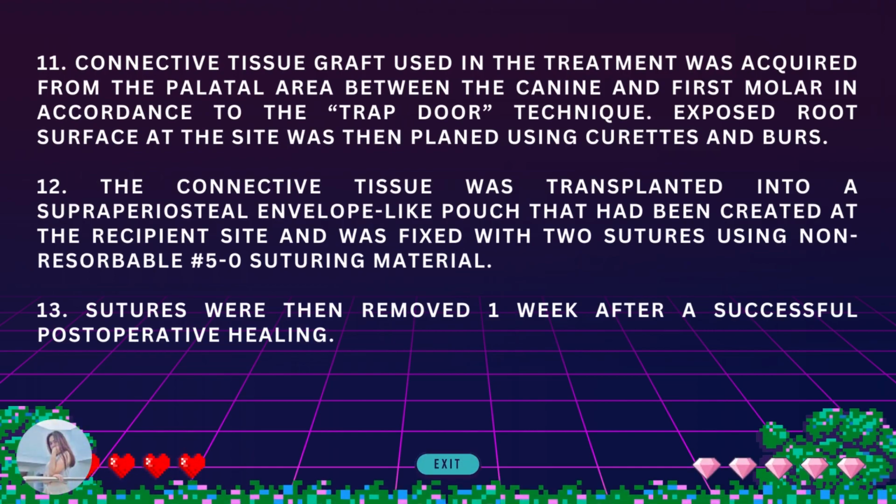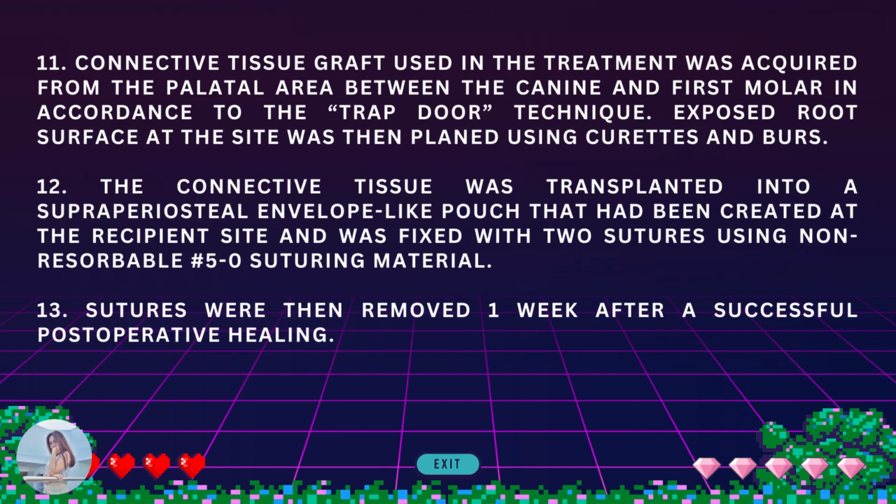11. The connective tissue graft used in the treatment was acquired from the palatal area between the canine and first molar in accordance with the trap door technique. The exposed root surface at the site was then planed using curettes and burs. 12. The connective tissue was transplanted into a supraperiosteal envelope-like pouch that had been created at the recipient site and was fixed with 2 sutures using non-resorbable number 5-0 suturing material.